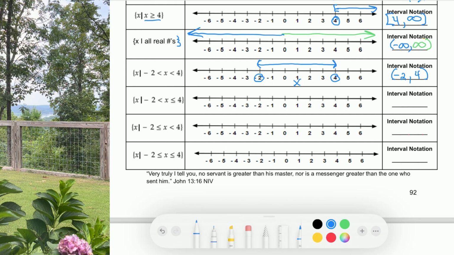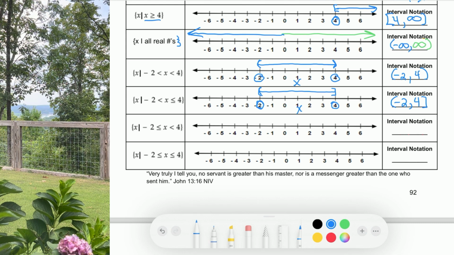Next one has negative 2 is less than X. So again, negative 2 is not included. So I'm going to have a parentheses here. X is less than or equal to 4. Now 4 is included, so I'm going to have a bracket above it. Connect them, and X is the value in between those 2. The way we would write our interval notation is a parentheses, negative 2, because it's not included, comma, 4, bracket. 4 is included, so we have a bracket.